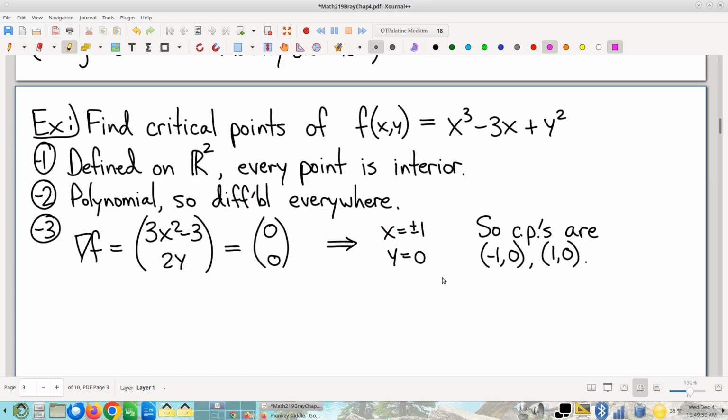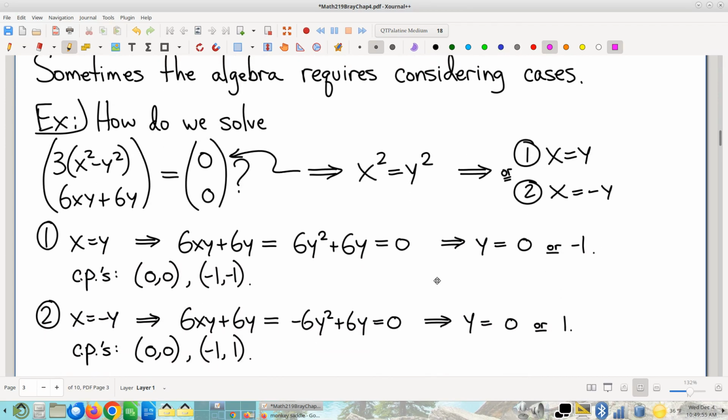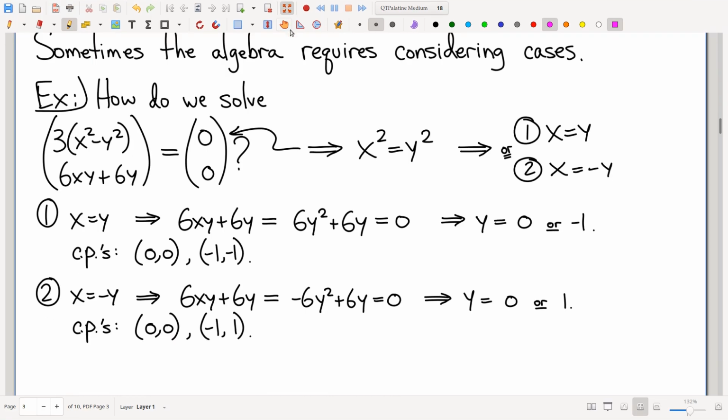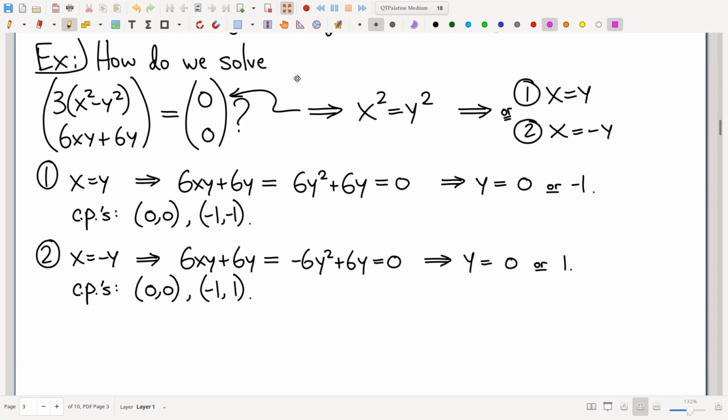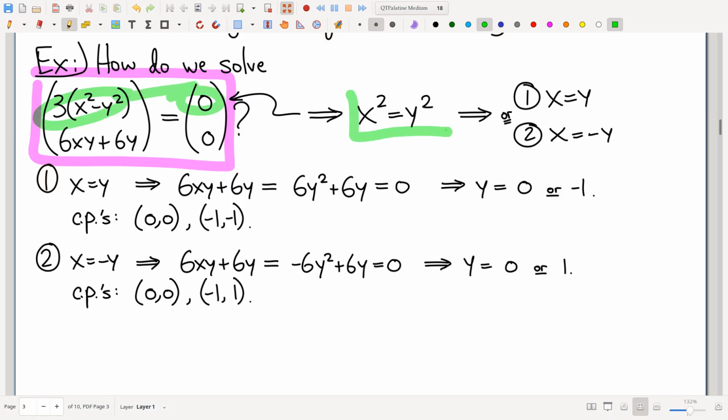Okay. All right. Now, this algebra was easy. Sometimes the algebra gets a little weirder. Here is a case. Forget about what function this came from, or if this even comes from a function. Let's suppose that when you get down to setting your gradient equal to 0, you've got to do something, I don't know, along these lines. First thing you'll notice is that means x squared is equal to y squared.